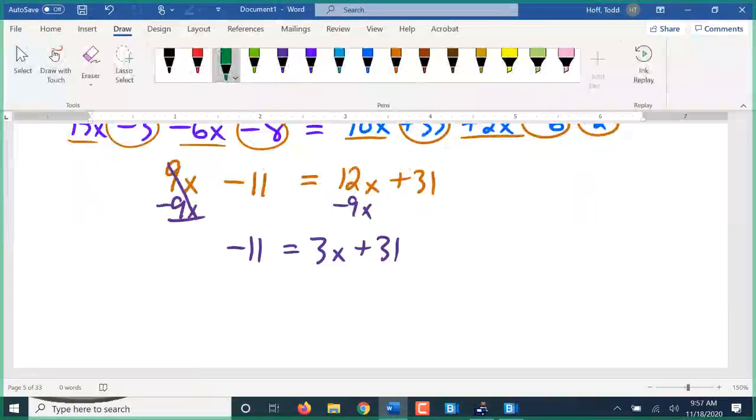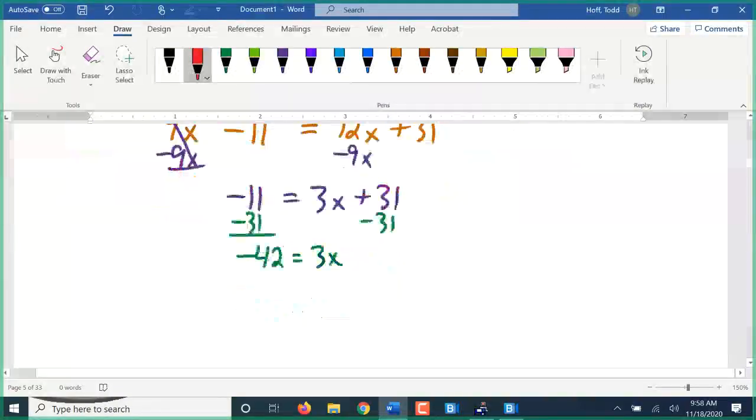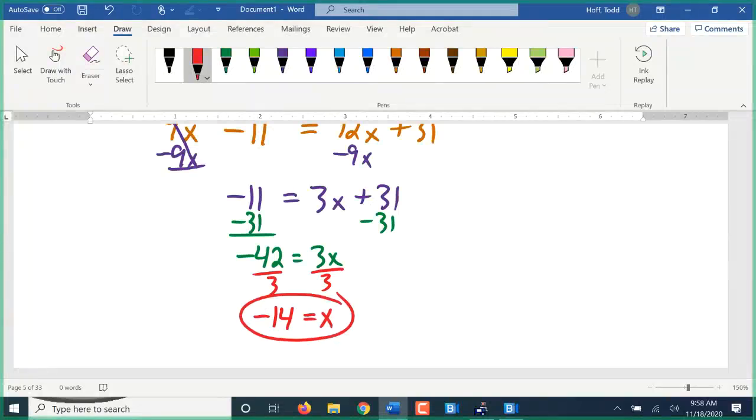Now we're ready to solve. So we'll subtract 31. Negative 11 minus 31 is a negative 42. So negative 42 equals 3x. We're going to divide by 3. Negative 42 divided by 3 is negative 14 equals x. So x equals negative 14.